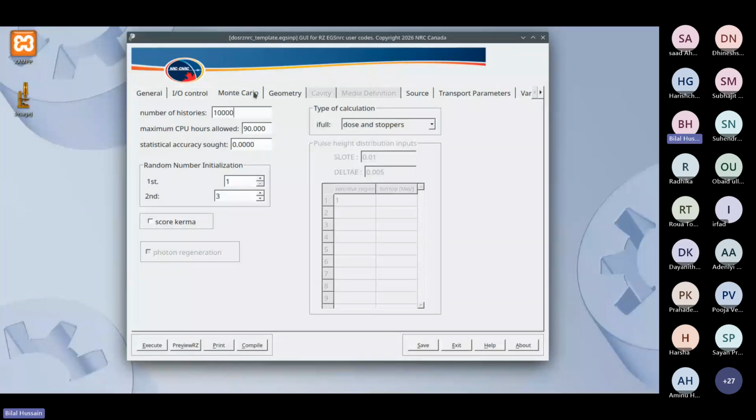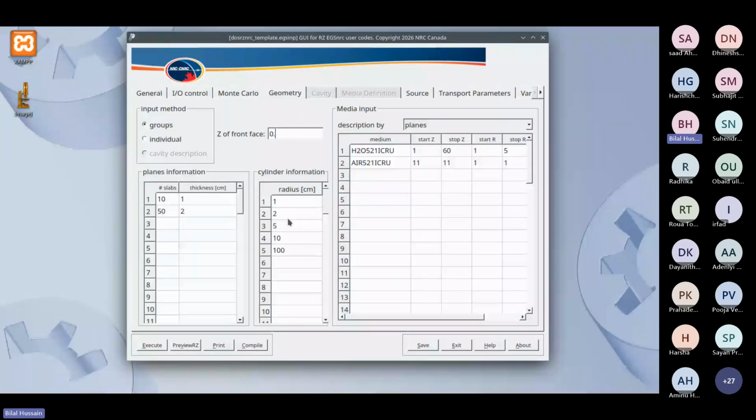Next is geometry. Here a simple geometry is given, which just deals with cylindrical geometry. It means we have a cylinder made of many slabs. Let us say, for example, I have circular slabs stacked one over another. One example is 10 slabs, each of 1 centimeter thickness, and 50 slabs, each of 2 centimeter thickness. I'll show you how they are constructed.